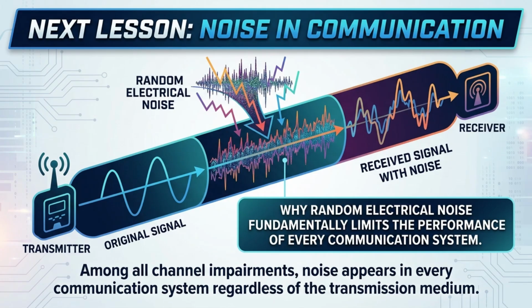Among all channel impairments, one appears in every communication system regardless of the transmission medium: noise. In the next lesson, we will explore noise in communication and discover why random electrical noise fundamentally limits the performance of every communication system.